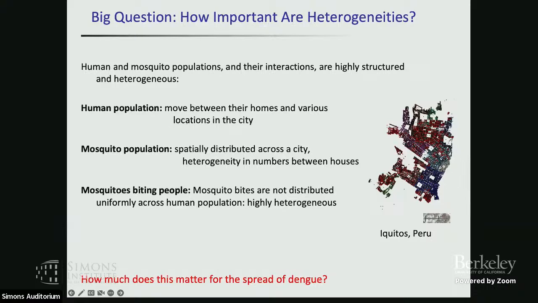And as I'll talk about in a minute, the interaction between mosquitoes and people, and you probably know this already, but again, we'll talk about this some more. Mosquito bites are not distributed uniformly across the human population. They're highly heterogeneous.